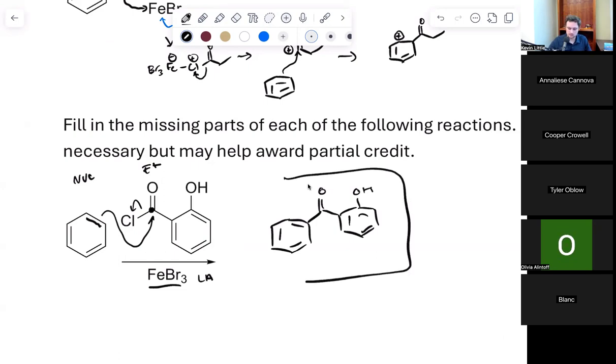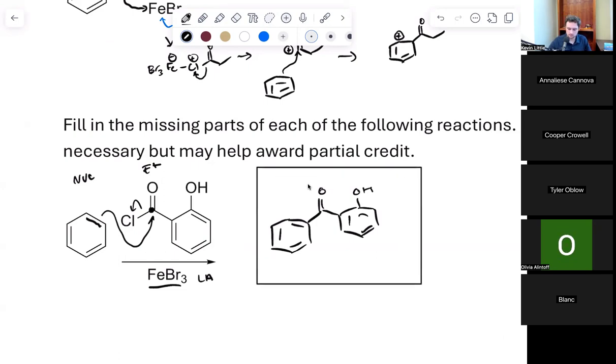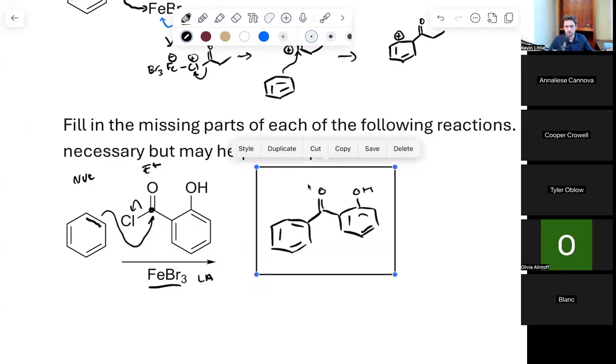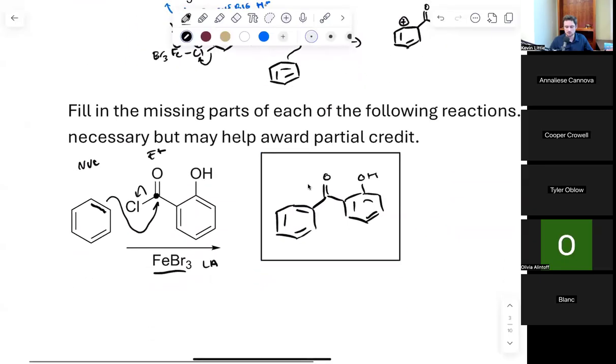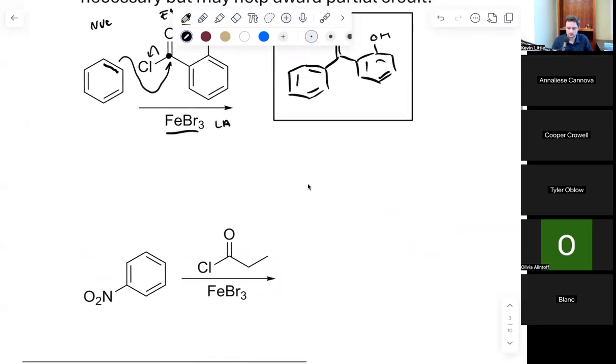If you just got this and you didn't label any other part of it, you'd get full credit. But I would suggest labeling it, because if I make this question out of 5 and you label nucleophile, electrophile, Lewis acid, I can give you a point or two, even if your final answer is wildly wrong. It tells me that you're getting the bigger picture, right? When these reactions become obsolete, like at the end of the semester when you forget about these reactions, we'll still be able to label things nucleophile, electrophile.